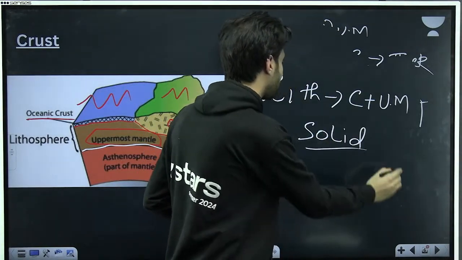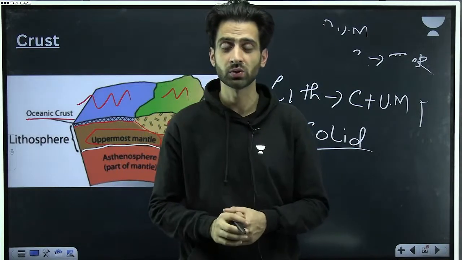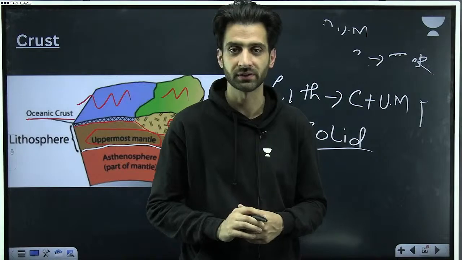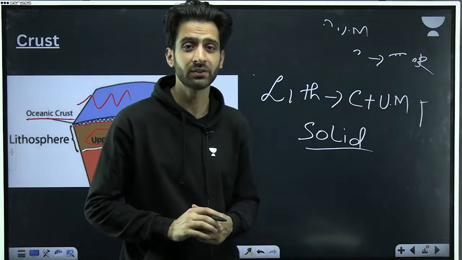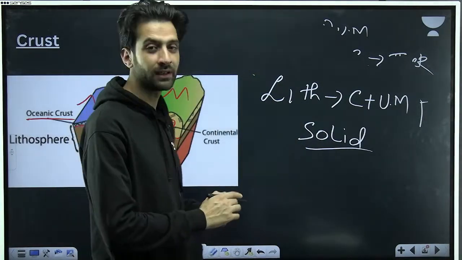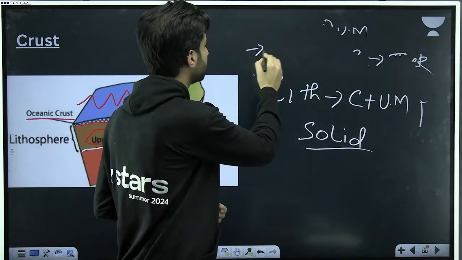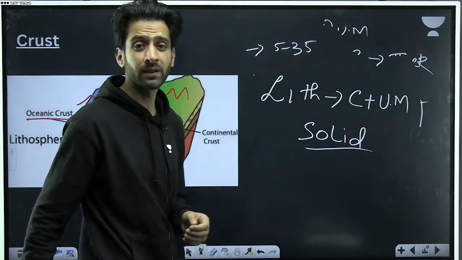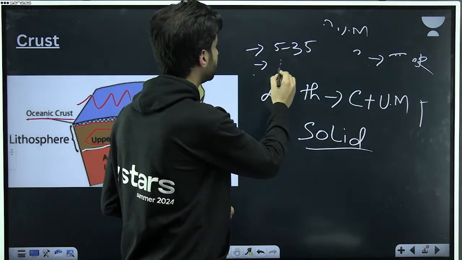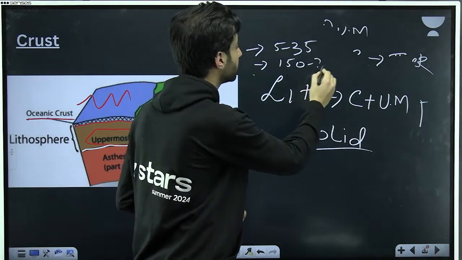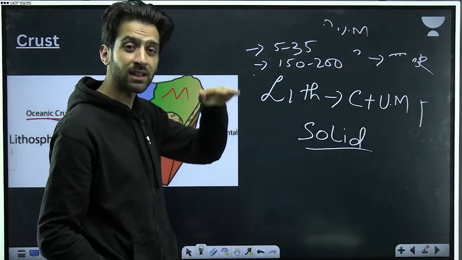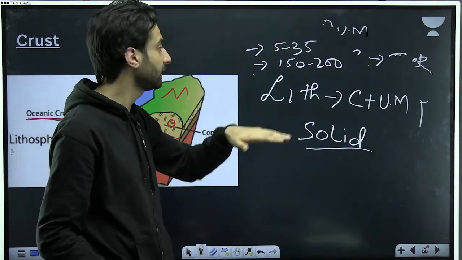So the lithosphere is solid. The crust is solid as well as the lithosphere is solid. It goes up to 150 to 200 kilometers. The depth of the lithosphere is up to 100 to 150. As I told you earlier, what is the thickness of the crust? It is 5 to 35 kilometers. Now, the lithosphere goes up to 150 to 200 kilometers. So that means it includes all the crust as well as some part of the upper mantle as well.